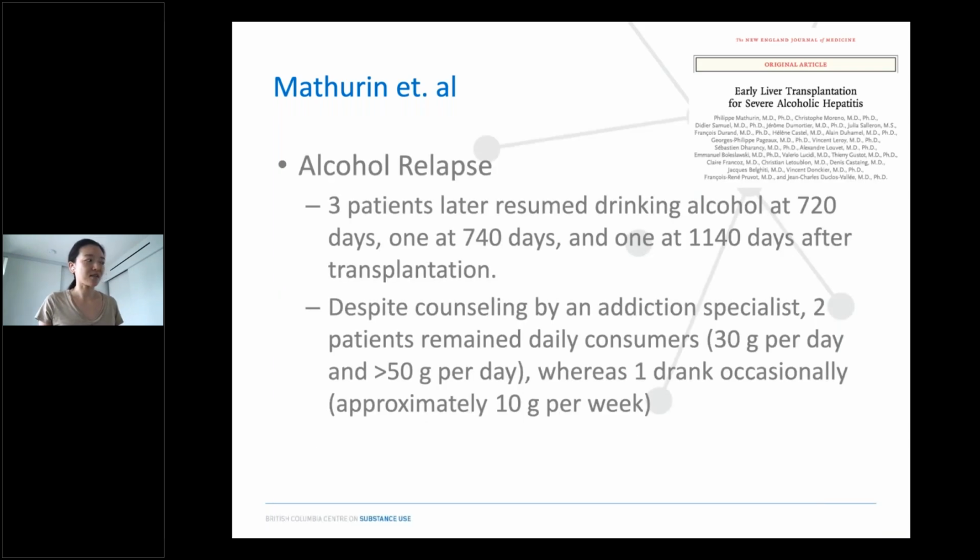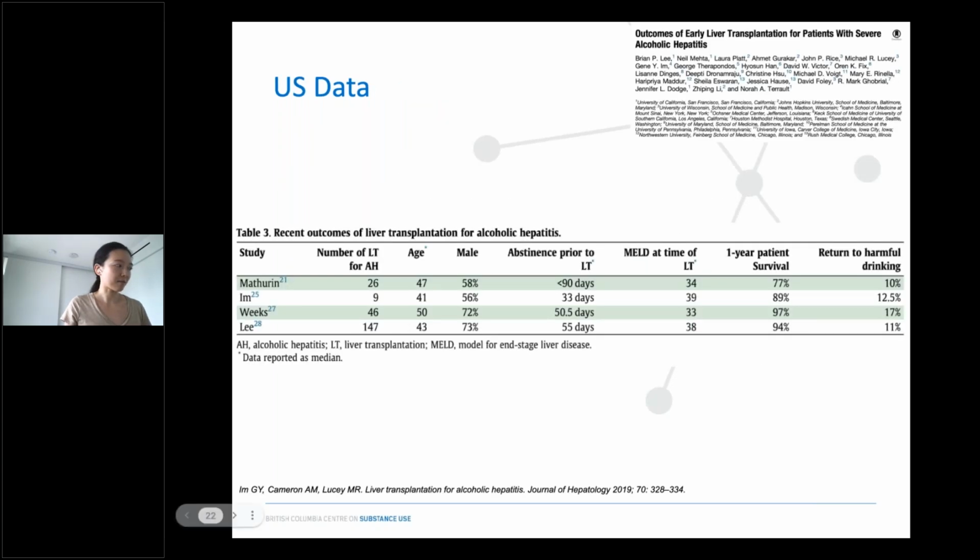So what about alcohol relapse in this population who did not abstain for 6 months? It was found that the relapse rate was actually low. 3 patients did resume drinking alcohol, 1 at basically a year, 2 of them at more than a year or 2, and the last one about 3 years after transplantation. They did have ongoing support through addiction specialists. 2 patients unfortunately continued to drink, whereas 1 drank occasionally. And at the time of publication of this paper, there were no changes in graft function yet.